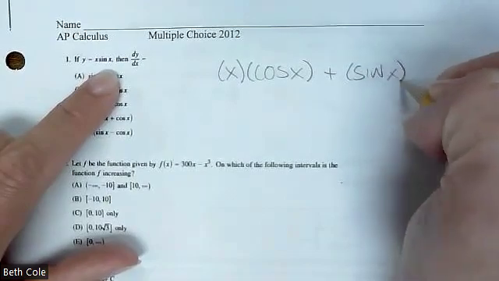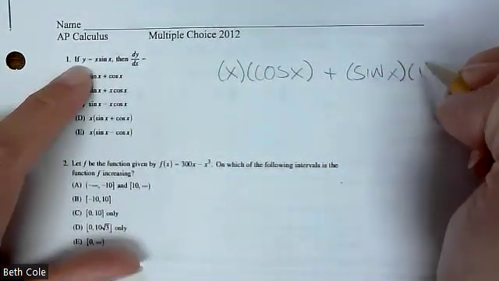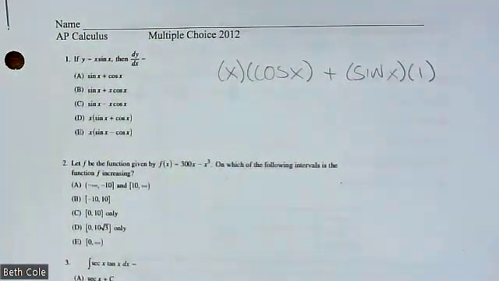Plus the second thing, which is sine of x. Derivative of the first is just 1. You don't really have to write it. And then all you got to do is look through and find which answer choice looks like that. It might be jumbled up. It might be written the other way because they're evil.